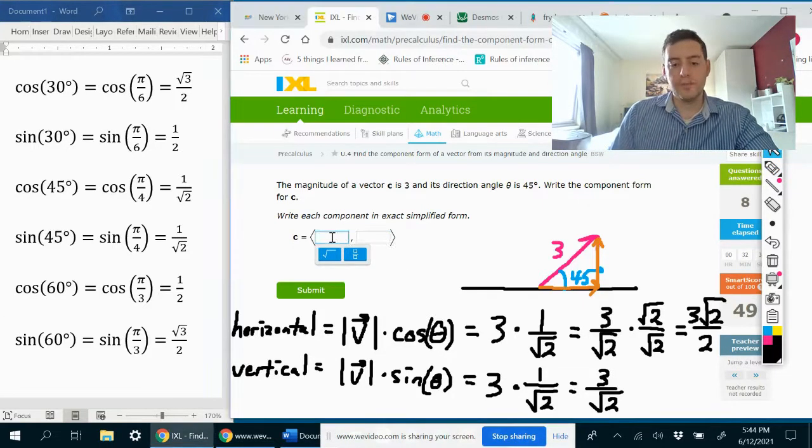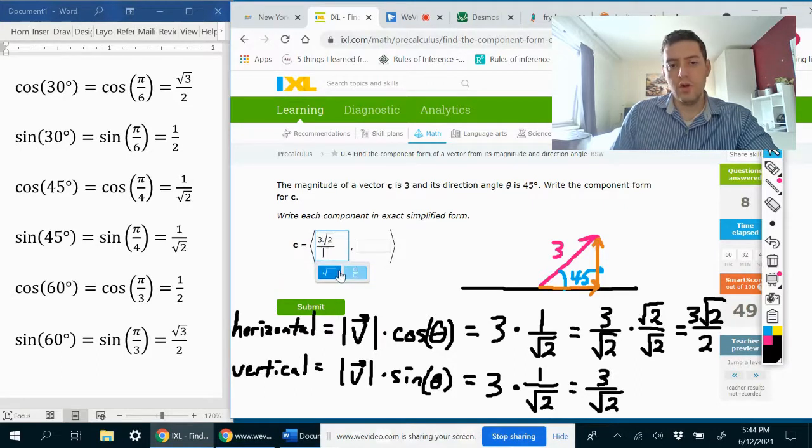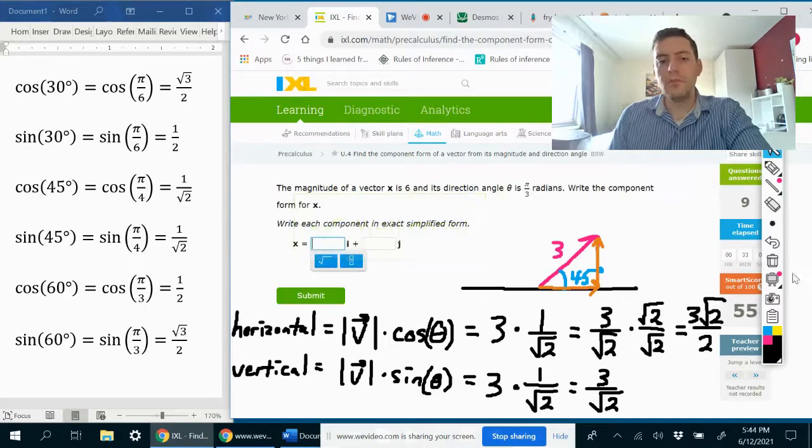So both of these components are going to be 3 times the square root of 2 over 2. I think you could also do 3 divided by 2 is 1.5. I think it would also accept 1.5 times the square root of 2. Let's write it this way. Okay. I didn't want to erase that whole thing. I want to keep this.